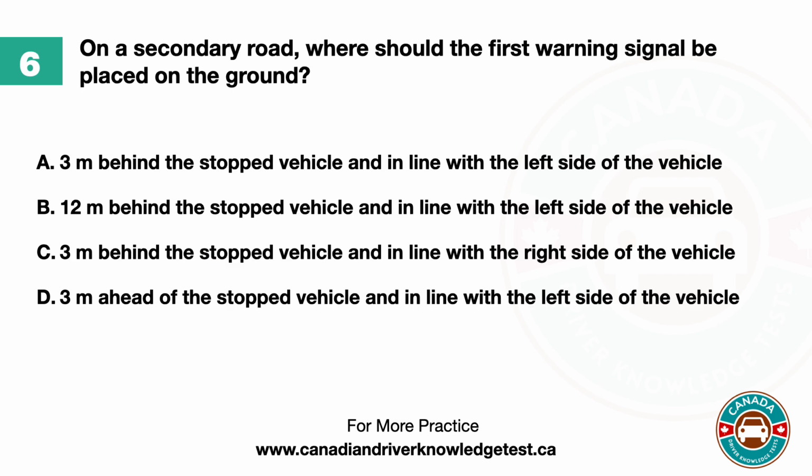Question 6. On a secondary road, where should the first warning signal be placed on the ground? A. 3 m behind the stopped vehicle and in line with the left side of the vehicle. B. 12 m behind the stopped vehicle and in line with the left side of the vehicle. C. 3 m behind the stopped vehicle and in line with the right side of the vehicle. D. 3 m ahead of the stopped vehicle and in line with the left side of the vehicle. The answer is A. 3 m behind the stopped vehicle and in line with the left side of the vehicle.